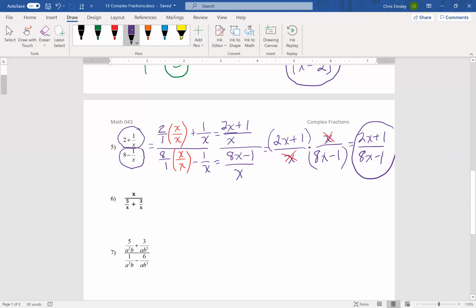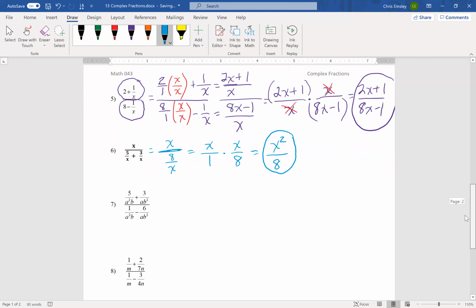Okay, next one, number 6. For number 6, it's not a fraction, but we have a single value in the numerator already. So I'm going to leave that alone for a minute. The denominator has a common denominator, so it's not a single fraction, but we can go ahead and add it up. 5 plus 3 is 8 over x. Okay, so if we want to rewrite that as a division problem, x over 1 times the reciprocal of 8 over x, which is x over 8. Multiply the tops, we get x squared. Multiply the bottoms, we get 8. Okay, those are all still using option 1.